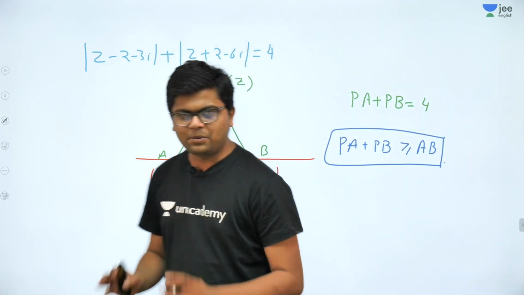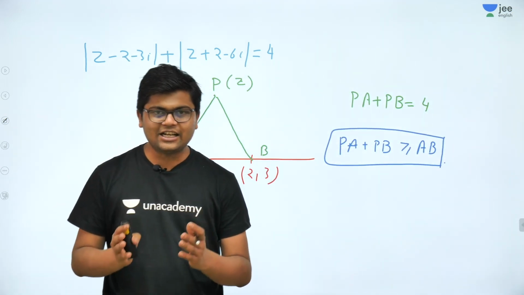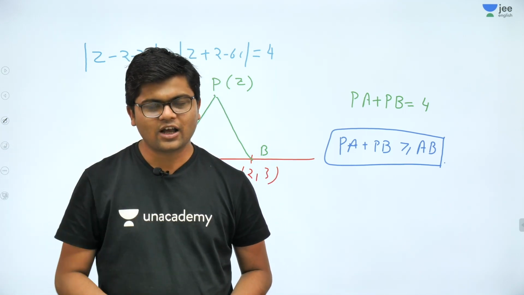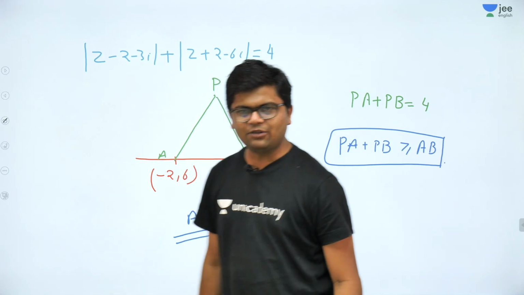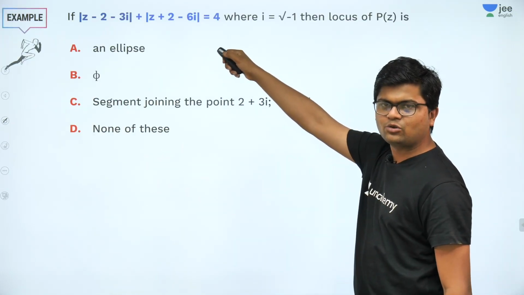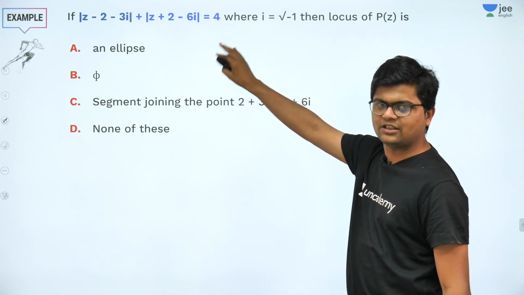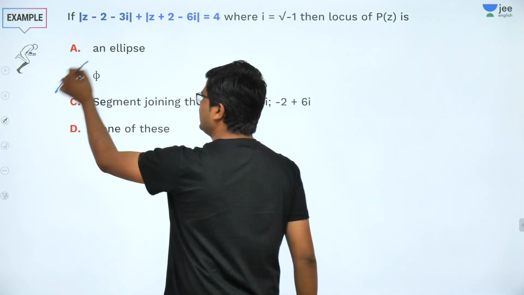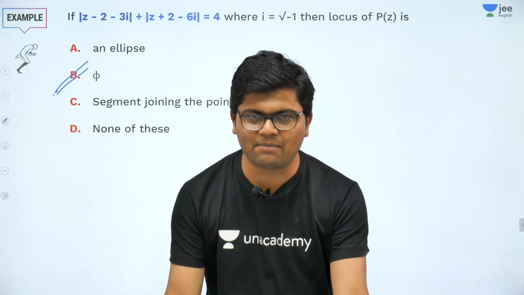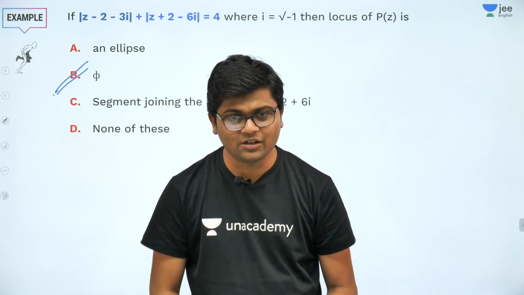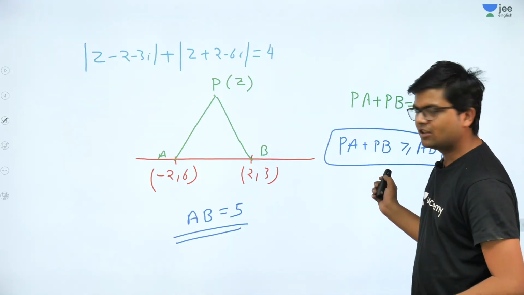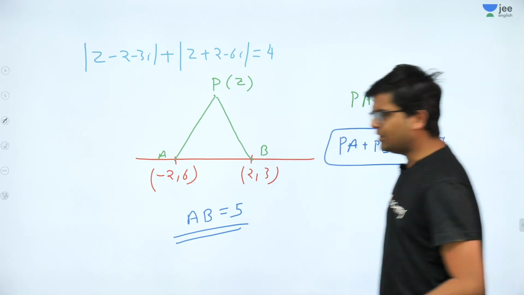So PA plus PB is greater than or equal to 5, but the question is asking us to solve it for 4. How can that even be possible? Therefore, this type of condition will not correspond to any z. Any z cannot satisfy this equation. Therefore, this equation will not have any locus. So B will be the answer. Got my point? Very interesting answer, very interesting question. You must understand these things. So PA plus PB will be greater than or equal to 5.